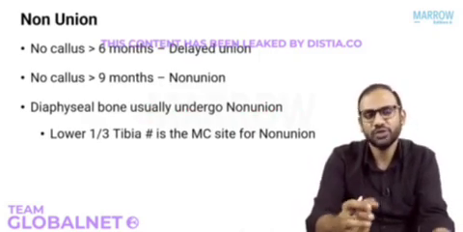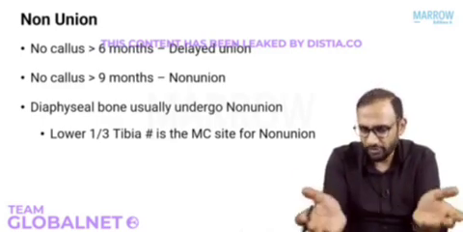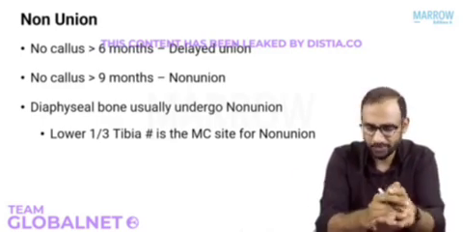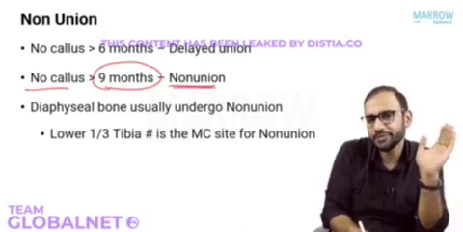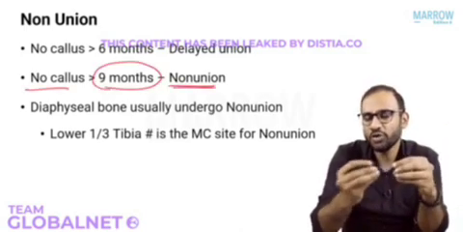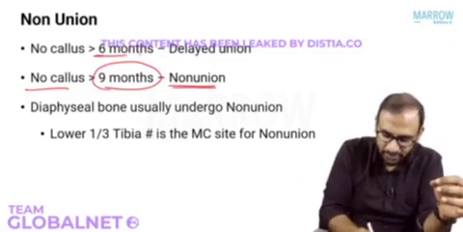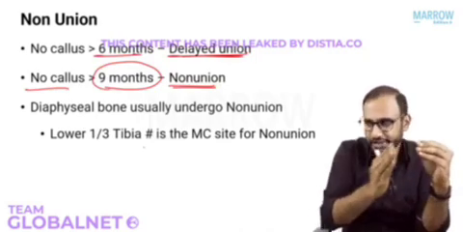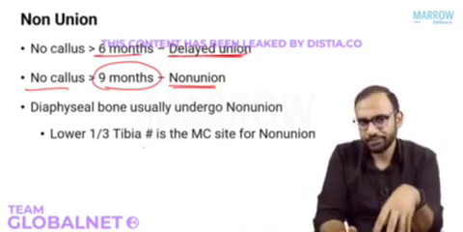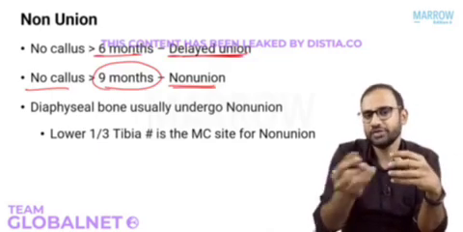Okay? So what is non-union? Non-union is basically arrest in the healing process. So what is the definition? Arrest in healing process. We do not have a chronological definition. But for simple understanding, a lot of people assume that it is 9 months. So if there is no callus by 9 months, we call it non-union. Means there is no attempt of bone to heal by 9 months, we call it non-union.